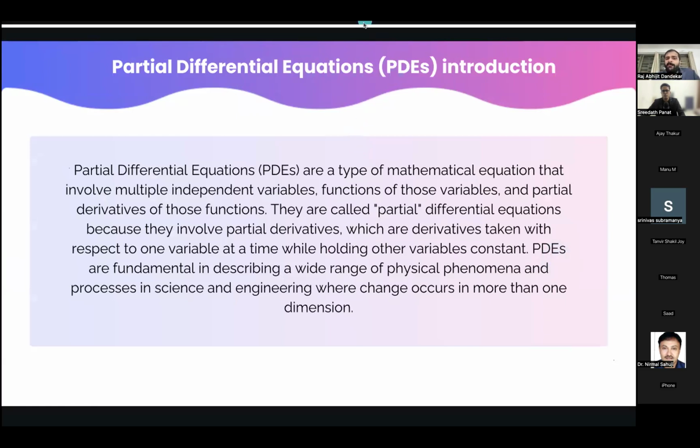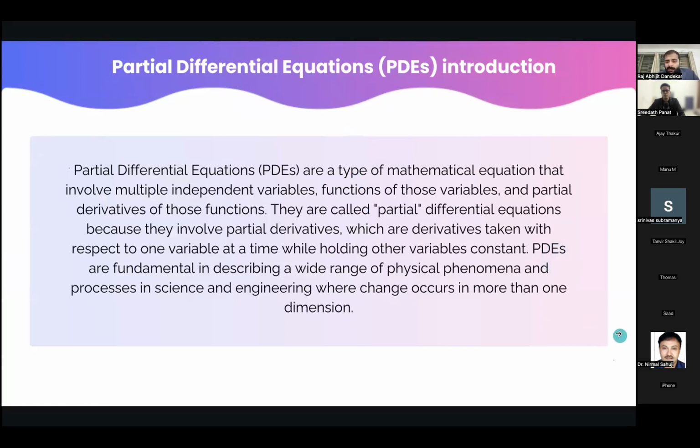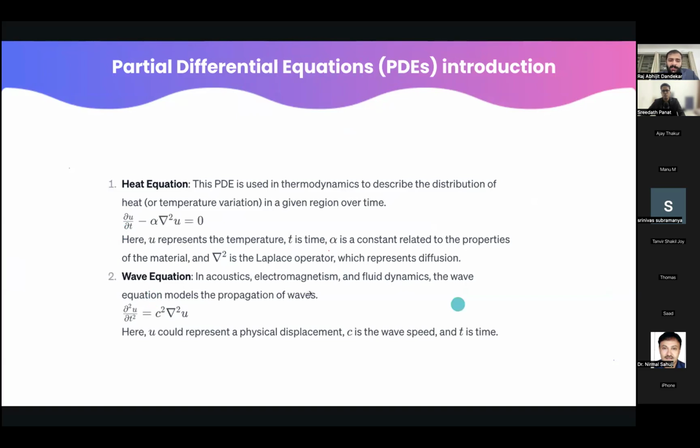Then the second type of scientific structures are partial differential equations. Partial differential equations go a step further.